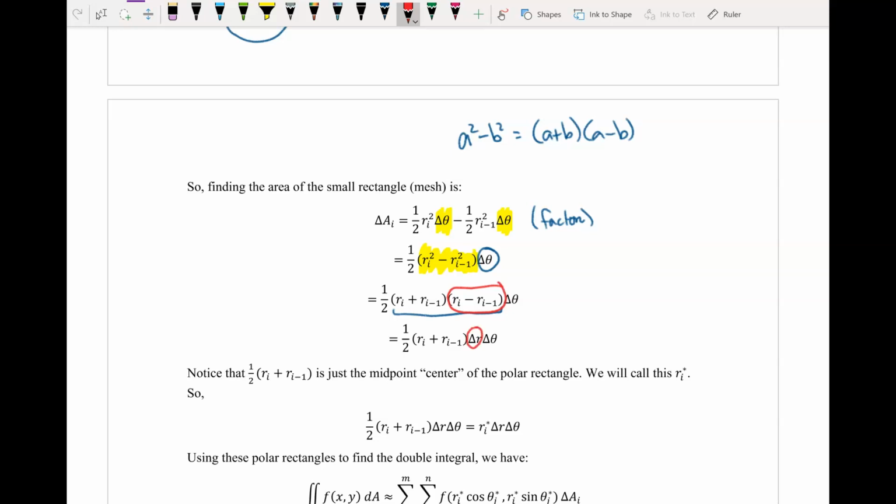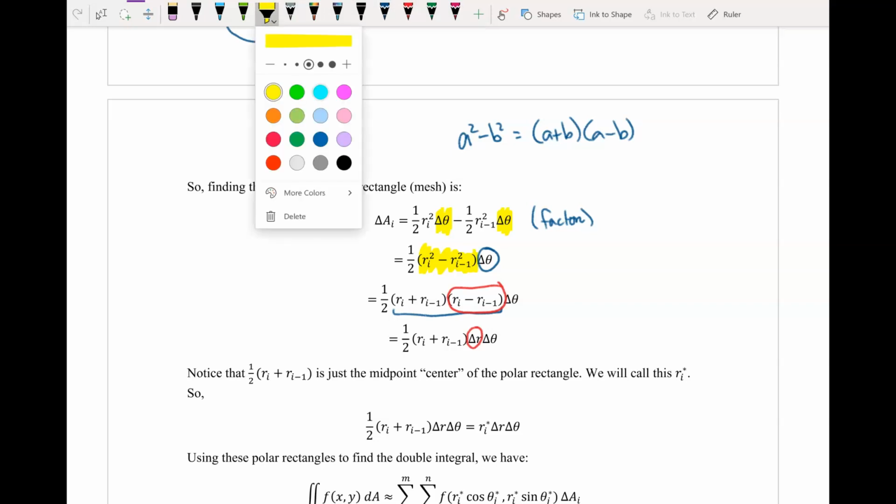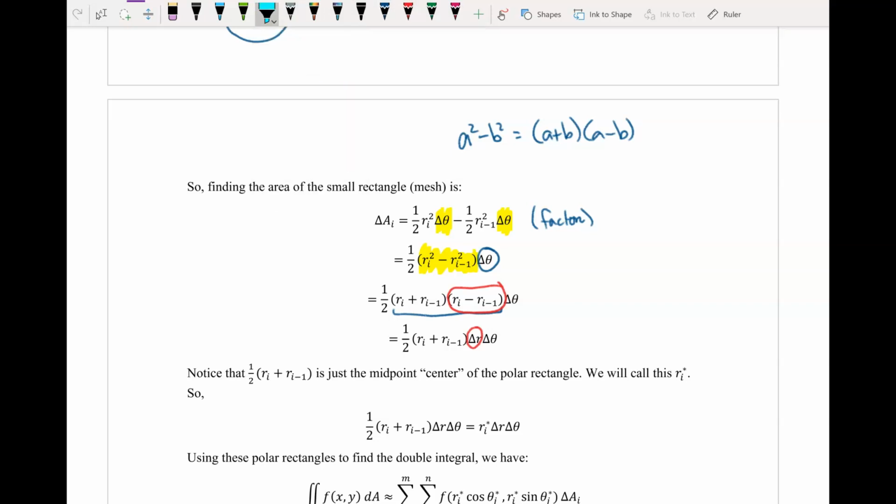Okay. Now, one of the things that you can notice is that this guy right here, let me highlight it, is just going to be a midpoint, because that's just the midpoint formula. So one half, I'm taking half of the sum of the two. This guy's just going to be a midpoint, and this midpoint we're going to call r_i star.